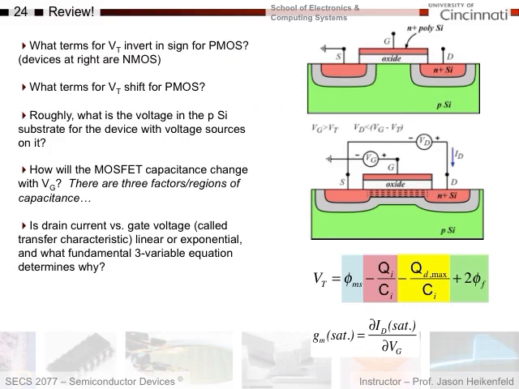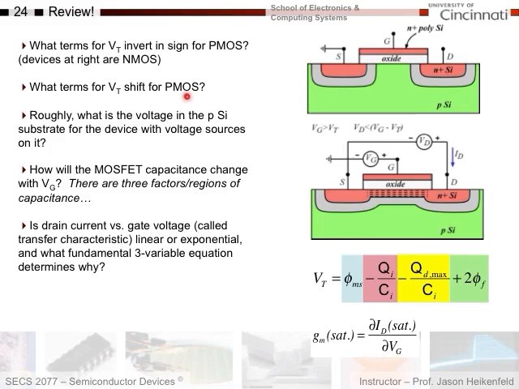So when I switch, first question, what terms in my full threshold voltage equations invert in sign for PMOS? This is NMOS. Both of these are NMOS. If I switch this to PMOS, which of these four terms will invert, meaning they just flip in terms of their polarity? Second question is, which of these terms will shift? Meaning they don't change in polarity, they just change in magnitude, become greater or smaller, but they don't change in polarity.